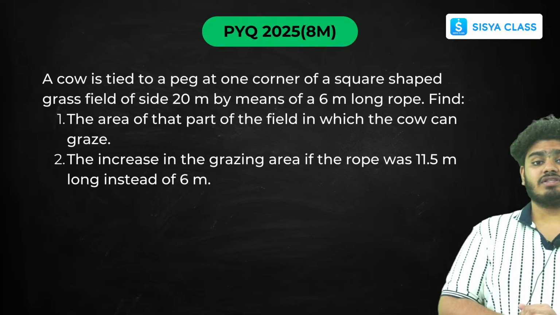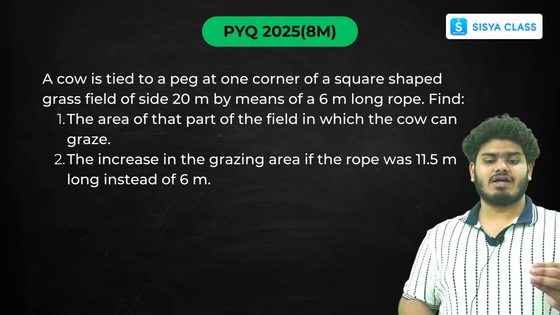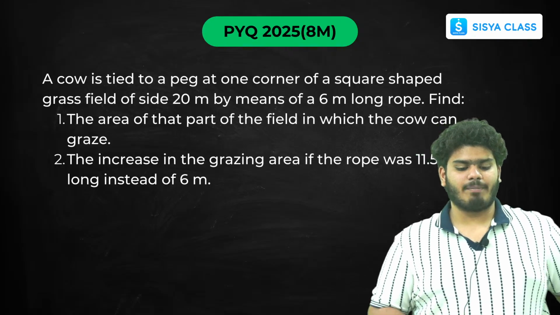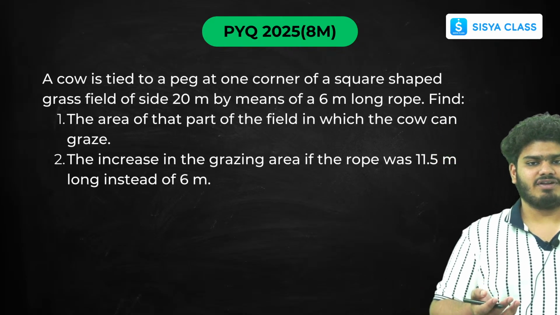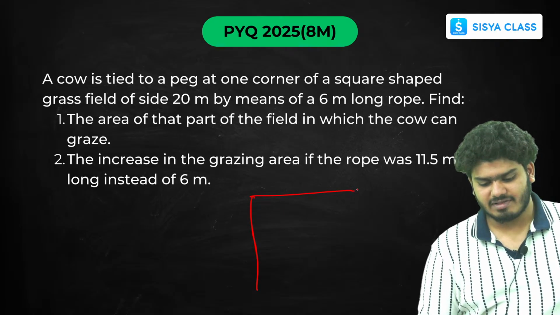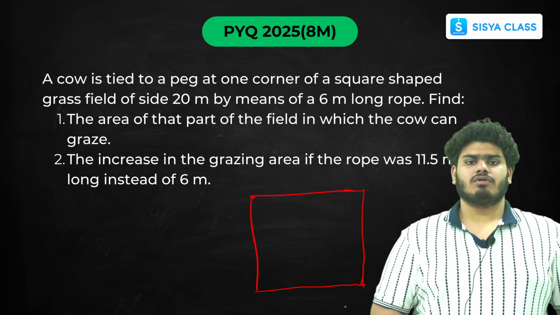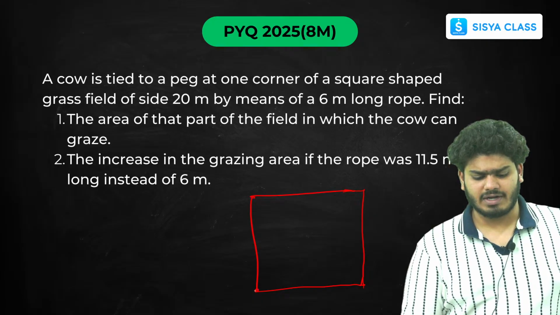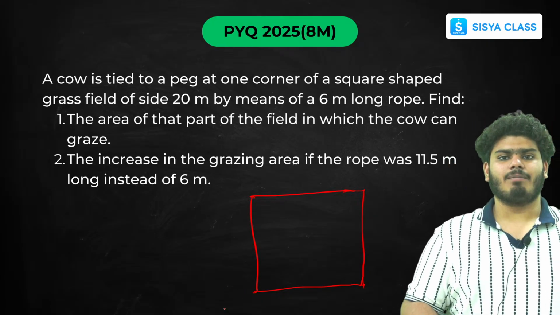Yeah, see, this is a previous year question. In 2025, they asked it as an 8 mark question. A cow is tied to a peg at one corner of a square shaped grass field. So we can draw a diagram where there is a grass field in the shape of a square, right? At one corner, let us take this corner, a cow is tied to a peg.